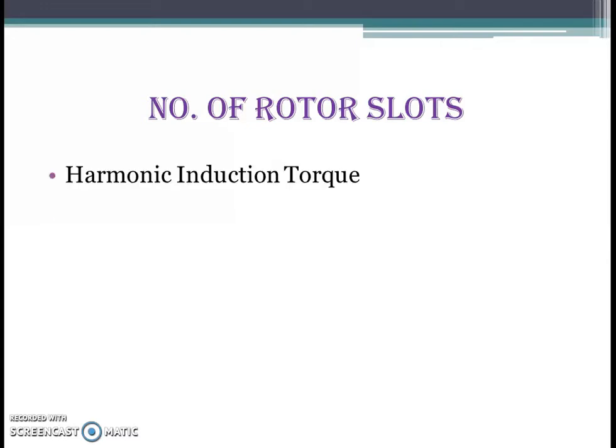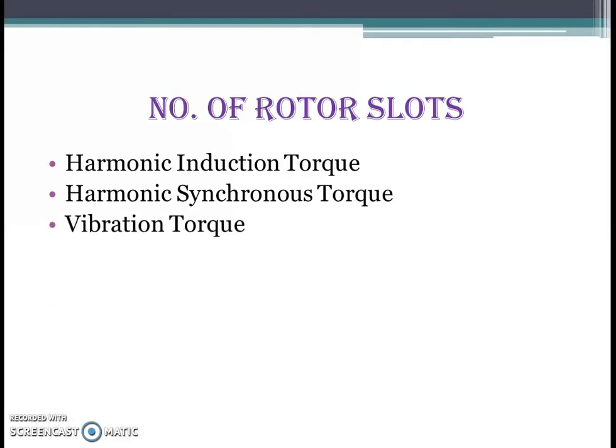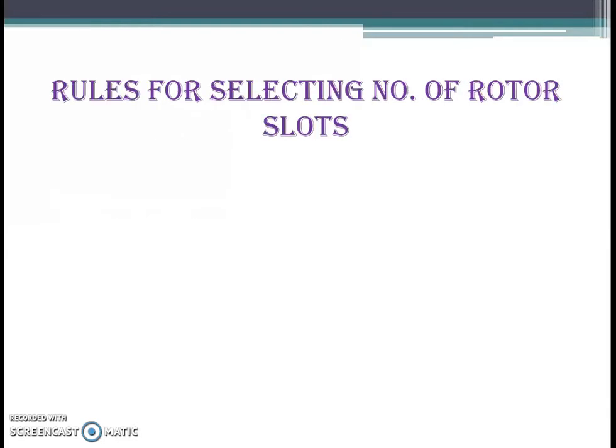So we have different types of harmonic torques. It is called a harmonic induction torque, which is responsible for the crawling effect. Then we have harmonic synchronous torque. Then we can have a cogging effect. We have vibration torque that generates vibrations, and then we have noise. To avoid these different harmonic torques, the selection of the number of rotor slots is very important. We have a certain set of rules to select rotor slots. Let us see them one by one.